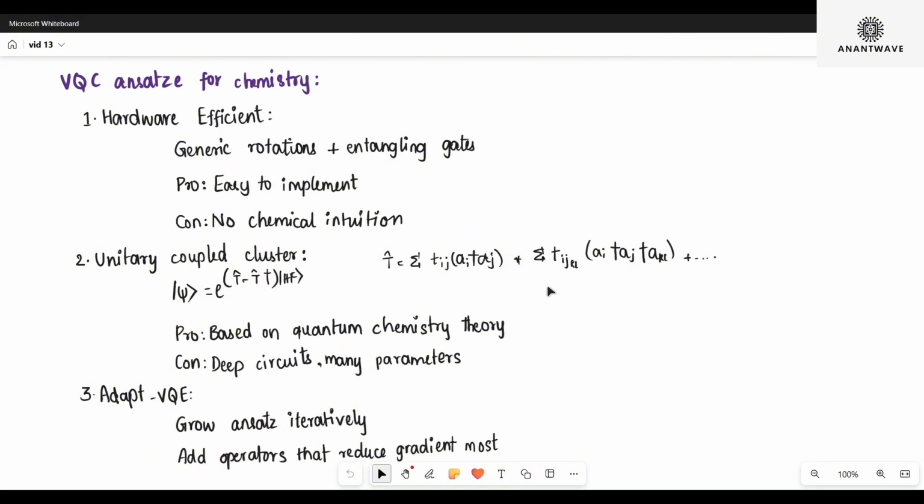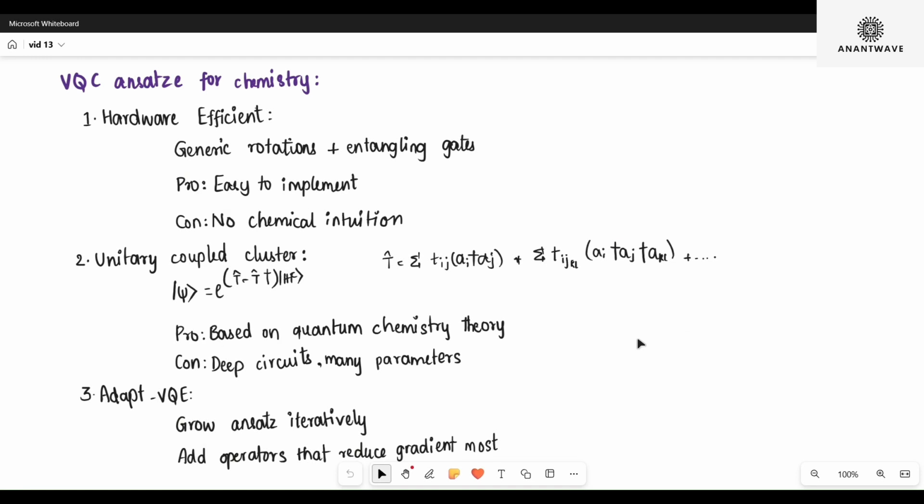Coming to unitary coupled cluster, which is rooted in classical quantum chemistry. It starts from the Hartree-Fock state, which is a good classical approximation of the molecular ground state. Then it applies exponentials of excitation operators, which essentially capture how electrons move from one orbital to another, including both single and double excitations. The advantage here is it's chemically accurate and theoretically motivated.